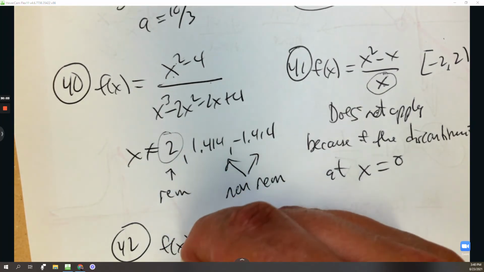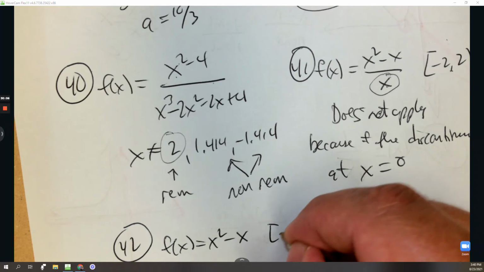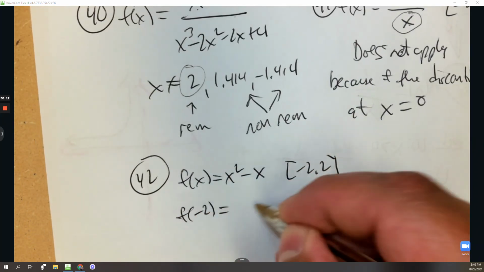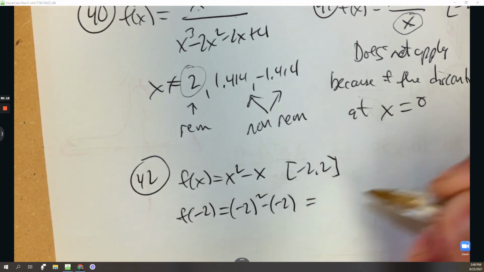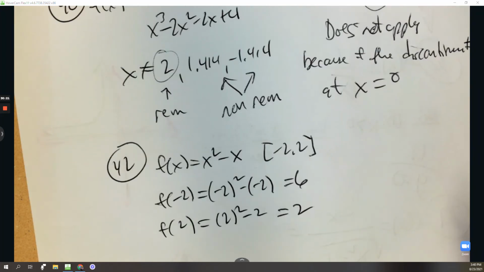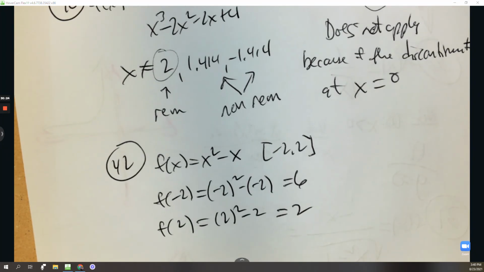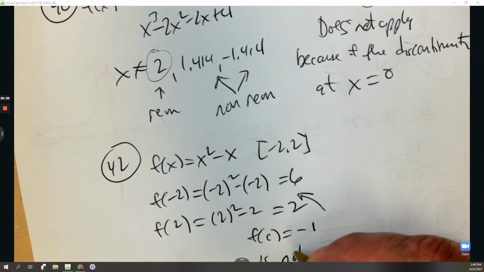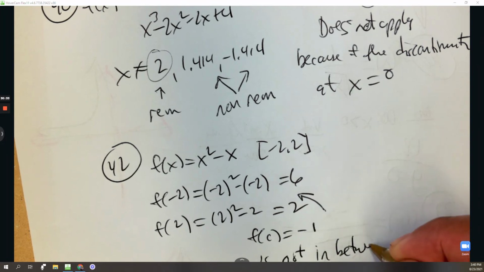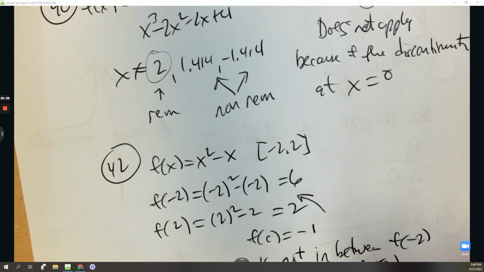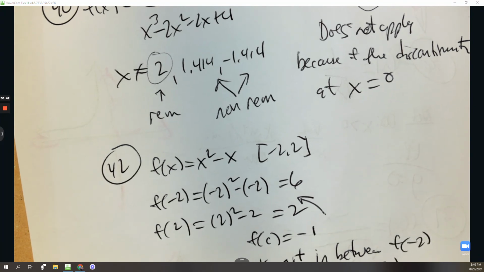This is a continuous function, so continuity won't be an issue. So I'm going to plug in -2 and +2. So -2 gives me the answer 6. +2 gives me the answer 2. I want you to know that the answer -1 is not in between. And f at 2. One moment. I'm almost done.